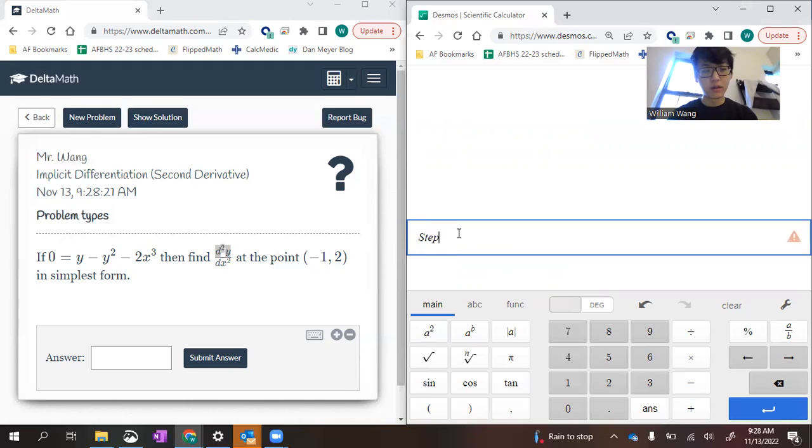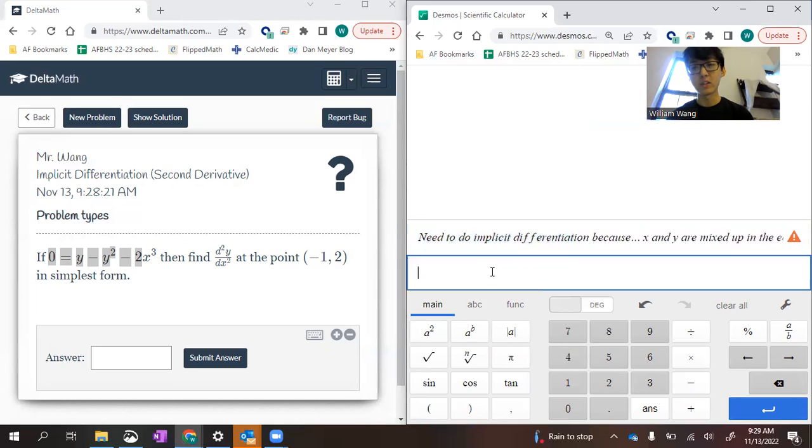So let's take step 1 of implicit differentiation. Notice I need to do implicit differentiation. Actually, I'll write this out. Need to do implicit differentiation because, why do we need to do it? Because all the x and y's are mixed up. X and y are mixed up in the equation. It's messy, basically. So that's why I need to do implicit differentiation.